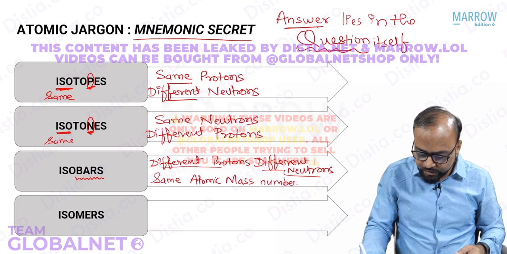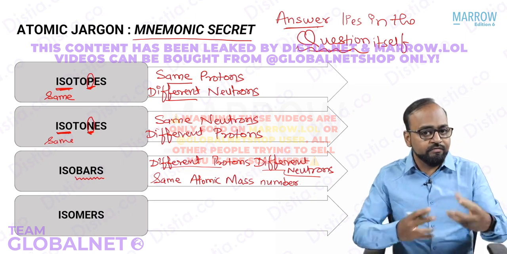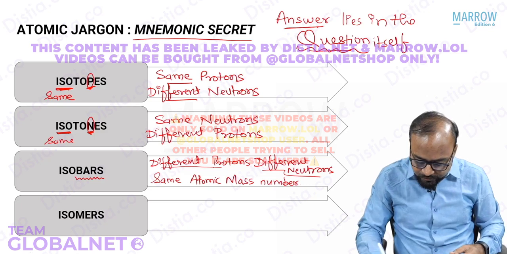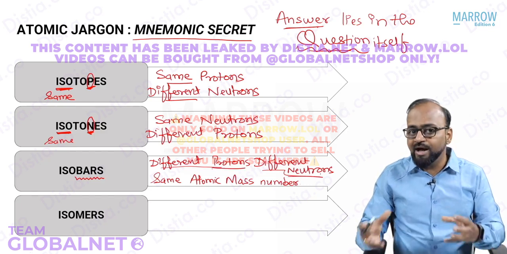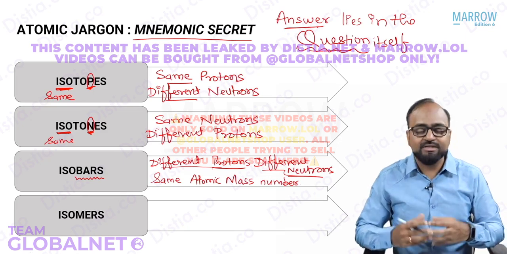This is how you could remember it, right? So isobars are like people sitting inside a bar. They are very different individually, but they have one particular property in common. So what are isobars? They have different protons, different neutrons, but if you add them up, their sum, that is the atomic mass number, is the same.